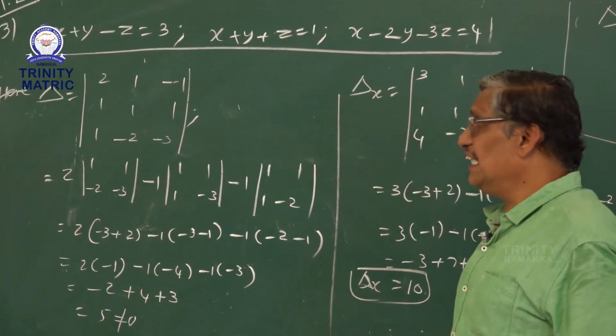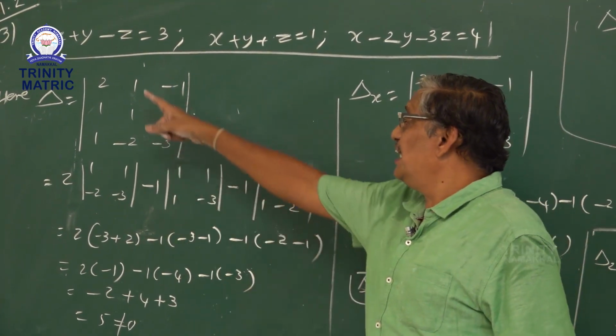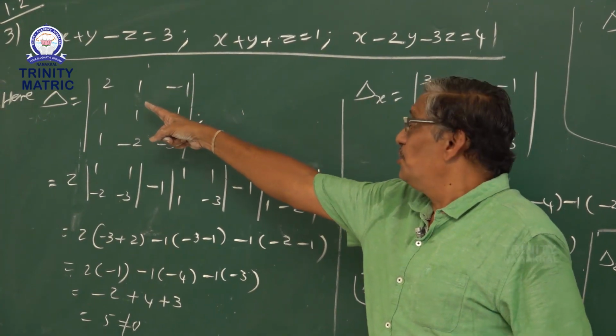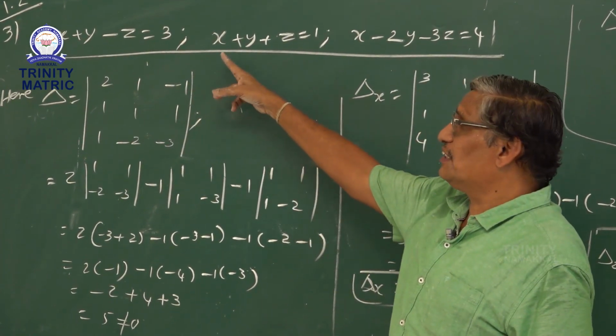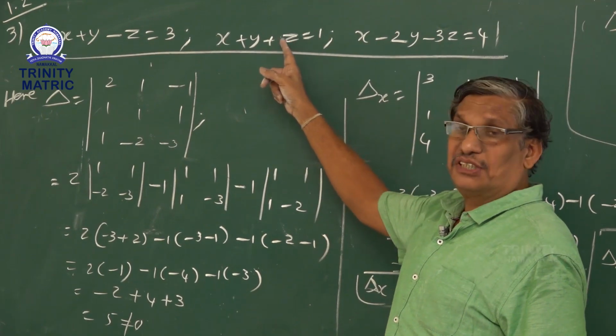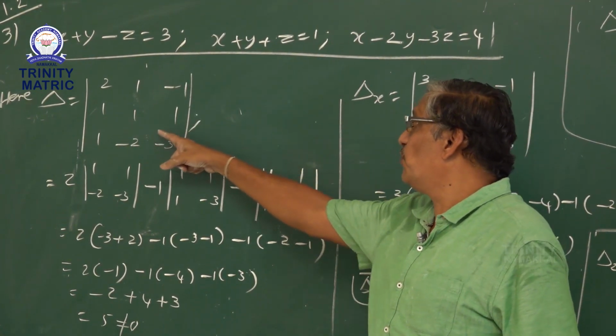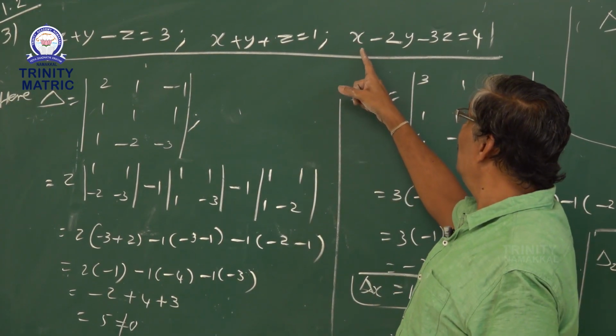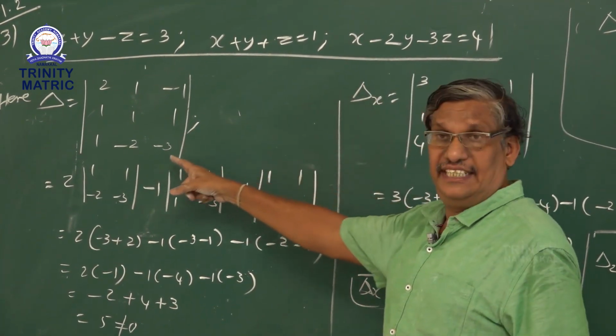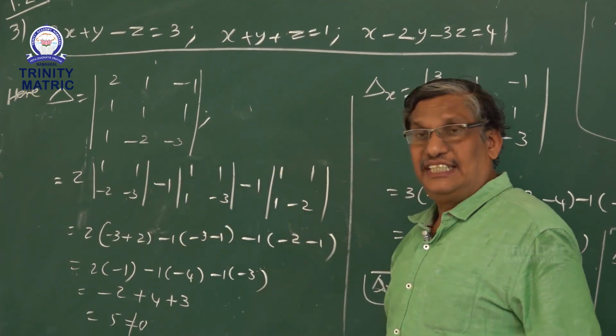How will we find the del? You have to write the coefficients of x, y, z in the first equation. That is 2, 1, minus 1. Similarly, for the second equation, all the coefficients are 1. Don't think that nothing is there. 1 is the coefficient. So, 1, 1, 1. For the third equation, 1, minus 2, minus 3. You have to find the determinant value.